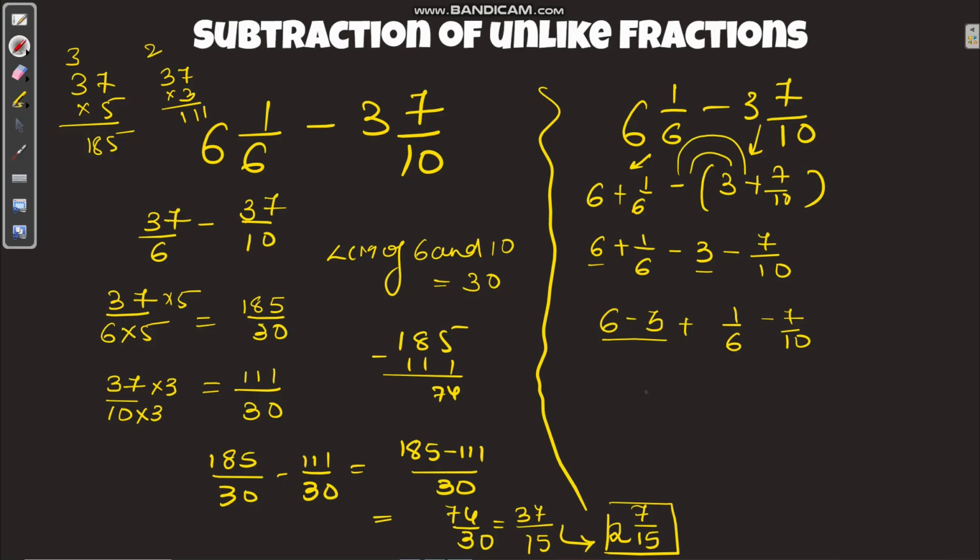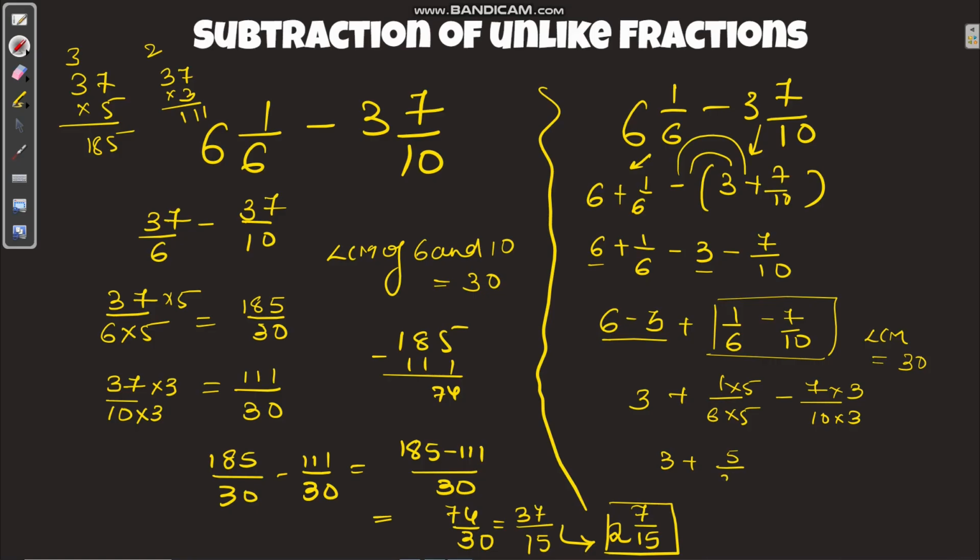Now you solve this, that is 6 minus 3 is 3. Now we need to solve this. Because they are unlike fractions, I cannot just directly do the subtraction or addition. The LCM of 6 and 10, we've already found, is 30. So plus 1 upon 6, I have to do into 5 over here to get 30. This is minus 7 upon 10, 10 into 3 is 30, so into 3. So I'll write down 3 plus 1 into 5 is 5 upon 30 minus 21 upon 30.